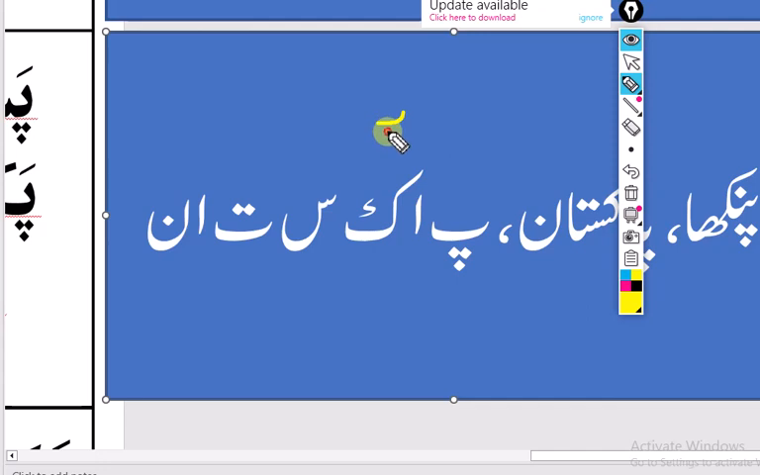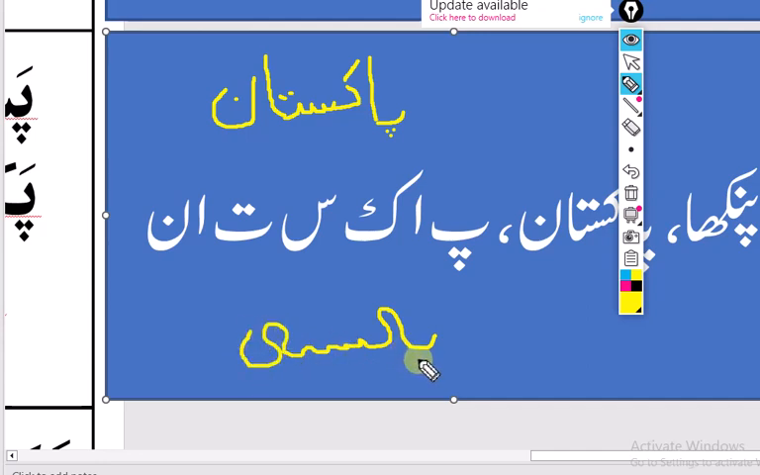I'm writing pay, right? Then I connect this pay with alif. Then I add kaf. Then I need three heads for seen. Then I need one more head for writing te. And I connect this te with alif. And remember, with the alif, you cannot connect any letter after alif. Then you need to write the letter separately. So what have I written? I've written Pakistan.